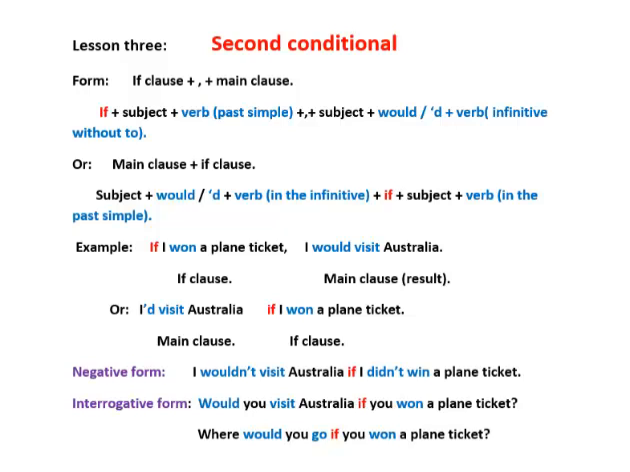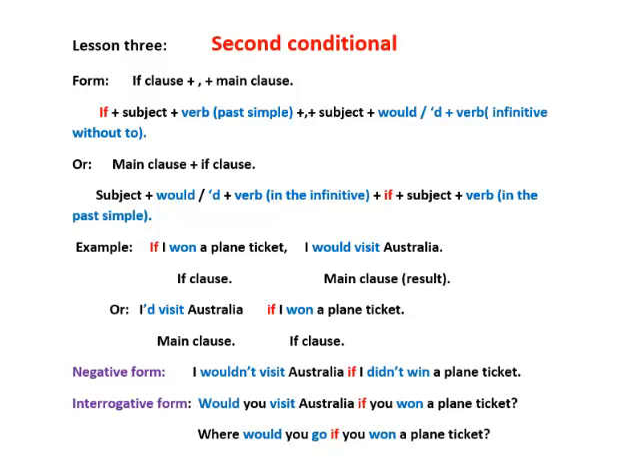If I won a plane ticket, comma, I would visit Australia. Or I'd visit Australia. You see, this is the if clause. Here you've got the verb in the past simple, the past form of the verb to win. It's an irregular verb. Say won. If I won a plane ticket, comma, I'd or I would visit Australia. So this is the if clause, and the second part is the main clause. We can call it the result clause.